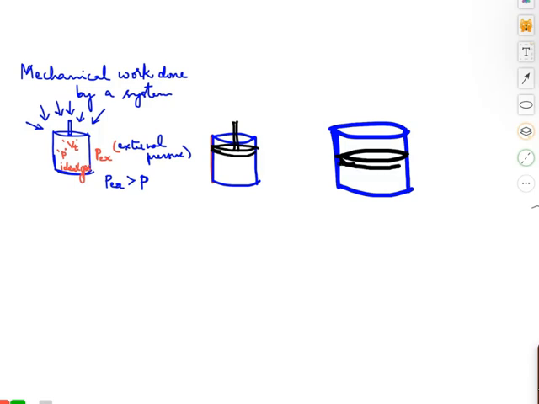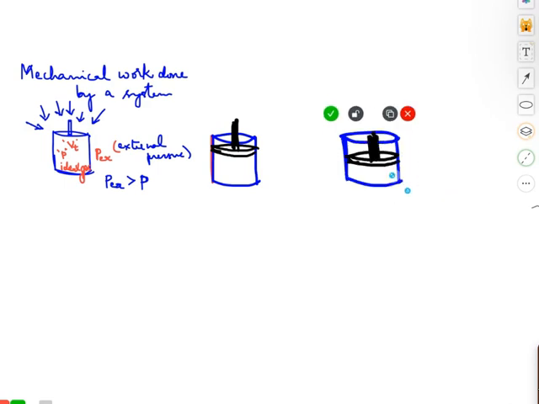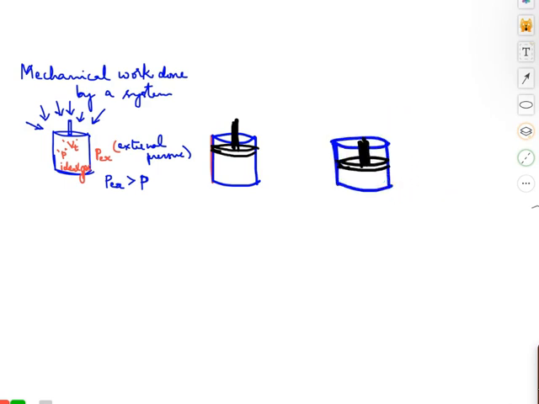So, what happens as you keep pushing it downwards? What happens to the gas present inside? It cannot escape. What happens to the pressure observed inside? More pressure will be there, sir. Only more pressure comes inside.